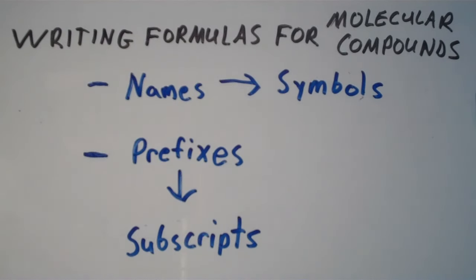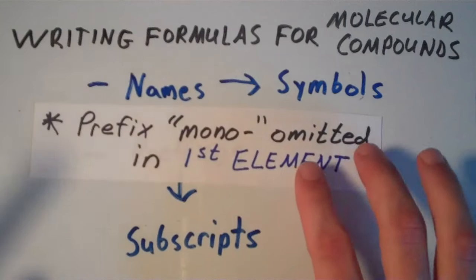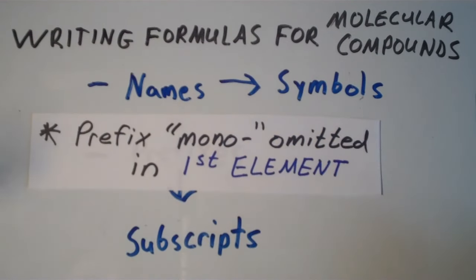And one more tip is that the prefix mono is omitted in the first element. So if you see a name like carbon monoxide, for instance, and it doesn't say monocarbon monoxide, just know that there is one carbon atom in carbon monoxide. So if you see a lonely elemental name and it's the first name and it doesn't have a prefix, that means there's only one of it. So you would use a subscript 1 or just no subscript at all, because if you just put the symbol, then there's an understood subscript of 1.